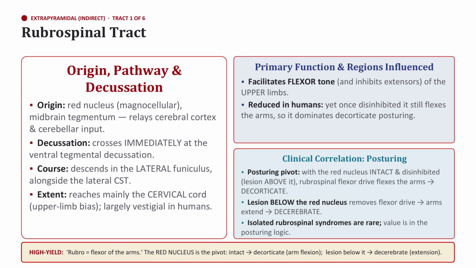Rubrospinal. From the red nucleus, crossing immediately in the ventral tegmental decussation, down the lateral funiculus to cervical levels, facilitating upper limb flexor tone. Anatomically reduced in humans, but once disinhibited, still able to flex the arms, which is why it dominates the decorticate picture.